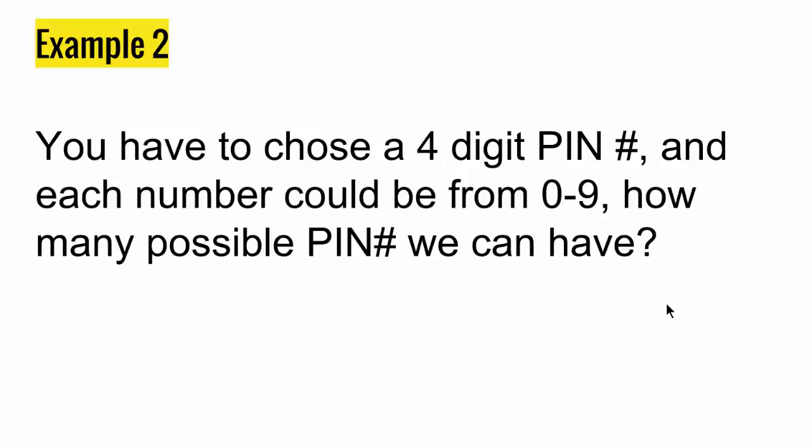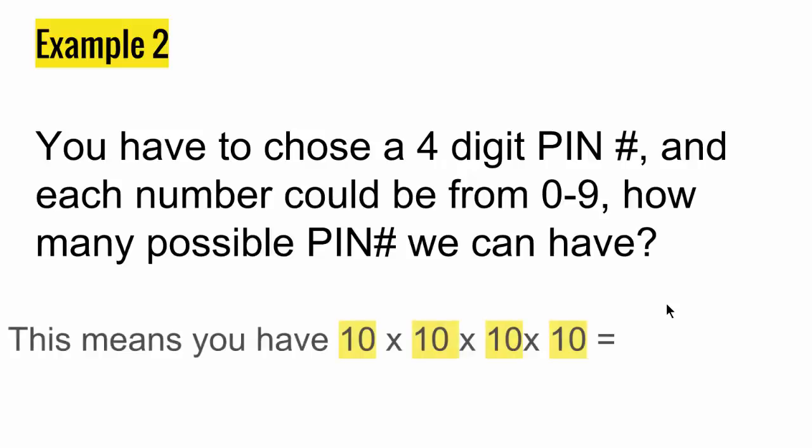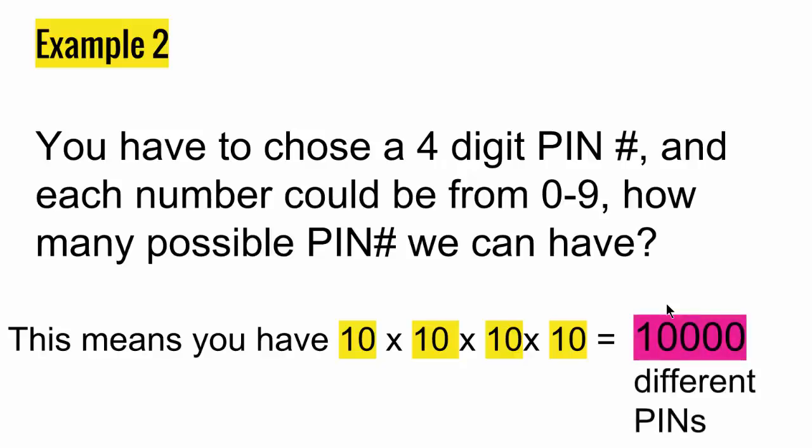Well, we have a 4-digit pin, so we have 1 slot, 2 slots, 3 slots, 4 slots, and in each slot we can put numbers from 0 to 9, so we have 10 options. We have 10 numbers we can put. Since we can put 10 numbers in each of the slots, basically we have 10 times 10 times 10 times 10. So we have m times n times k, for example, times r. So it's basically 10 times 10 times 10 times 10, which is 10,000.